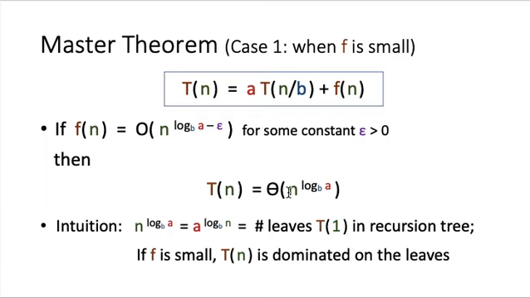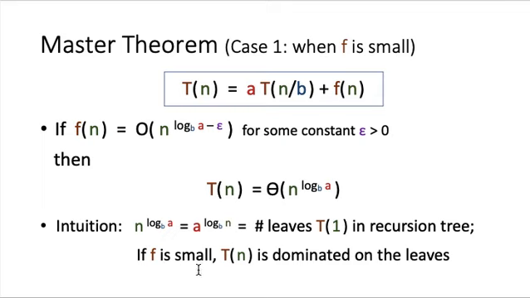First of all, let us understand what is the term n to the power log a base b. If we look at the recursion tree, n to the power log a base b is equal to the number of leaves. To see this, n to the power log a base b is the same as a to the power log n base b. The reason is that if we take log, then we will see that this term is equal to this term.